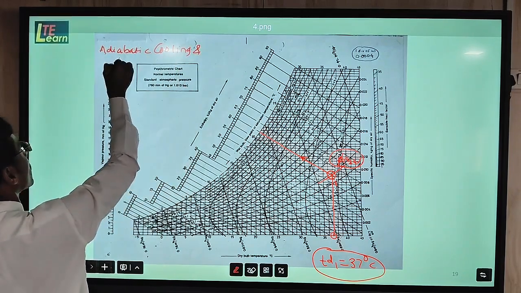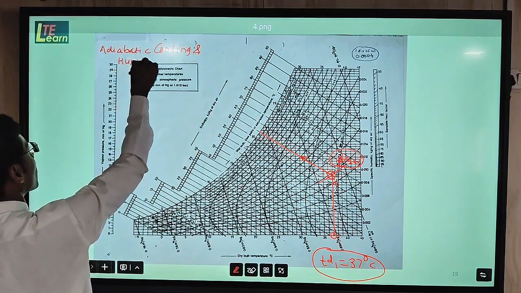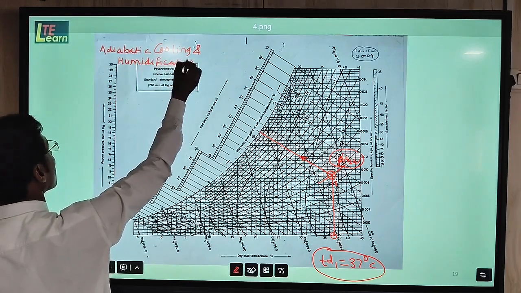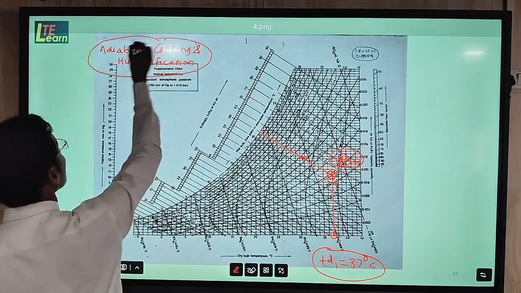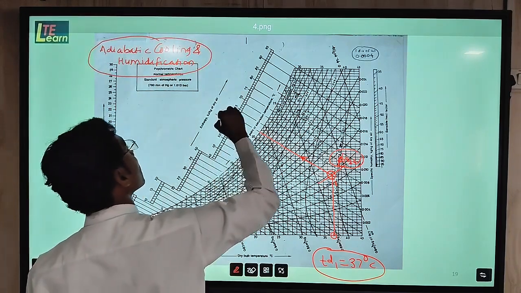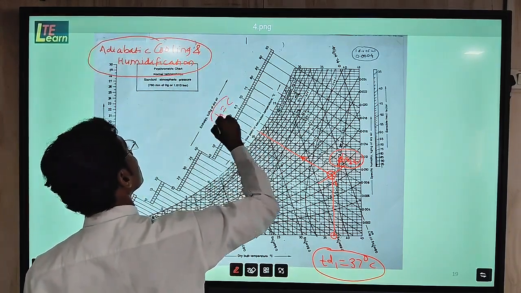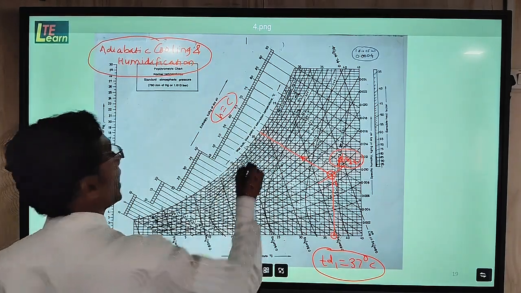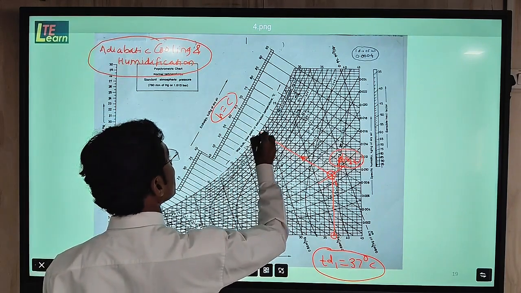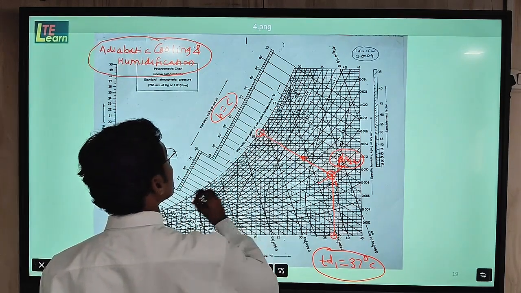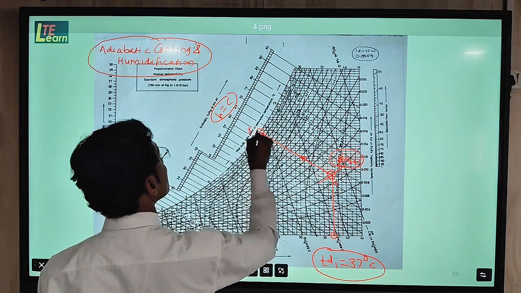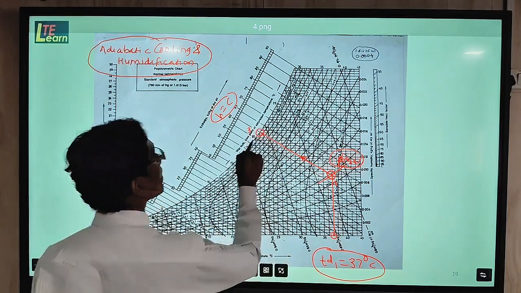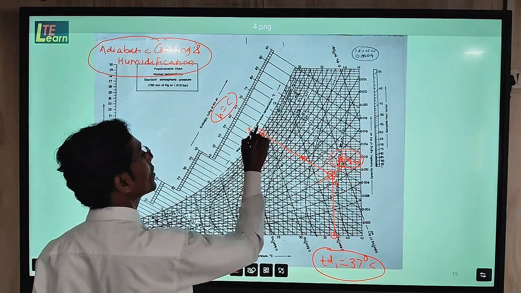And humidification. Here enthalpy is remaining constant. Now as this reaches the saturation curve, here we will find point number 3, and the temperature of this point number 3, if you see here is 20, so this is 21.